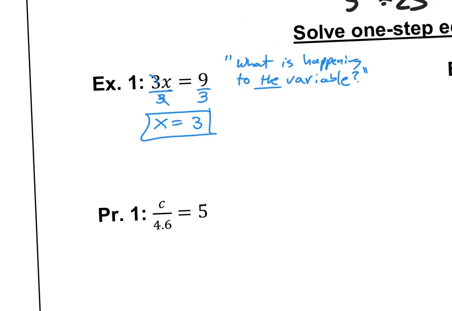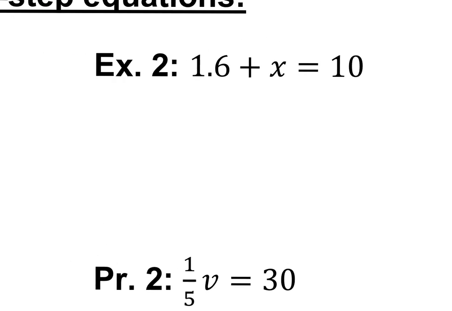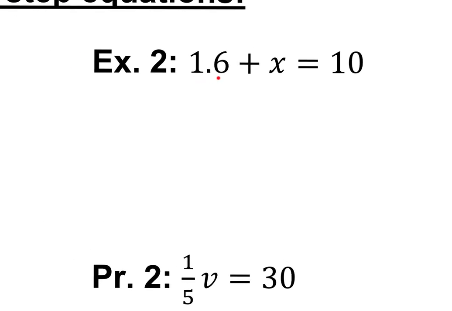Let's take a look at example 2. Right here I have 1.6 plus x equals 10. What's happening to the variable? Well, it's getting this 1.6 added to it. I don't want that, so I want to undo that. So I'm going to subtract 1.6. And I have to do it to both sides. Whatever you do to one side, you have to do to both.